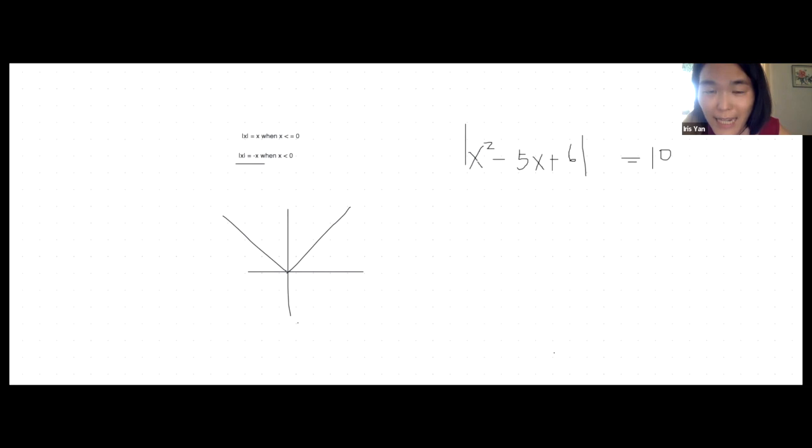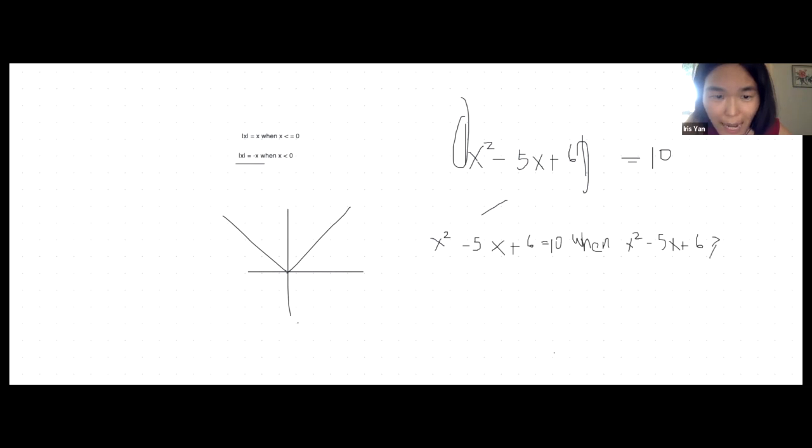So the first thing I need to do is remove this guy. Not this guy, sorry. I need to remove the absolute values. How do I do this? I'll say this is going to be x squared minus 5x plus 6 equals 10 when x squared minus 5x plus 6 is greater or equal to 0. And this is going to be negative x squared minus 5x plus 6 equals 10 when what's inside the parentheses is negative.